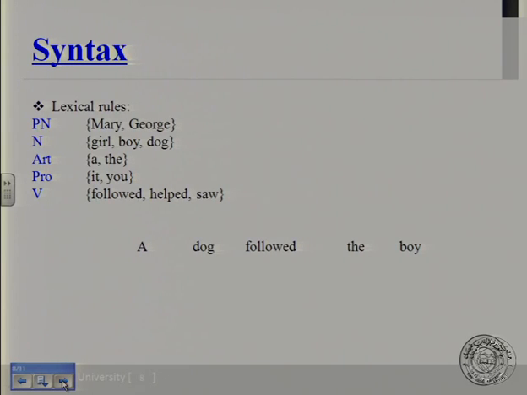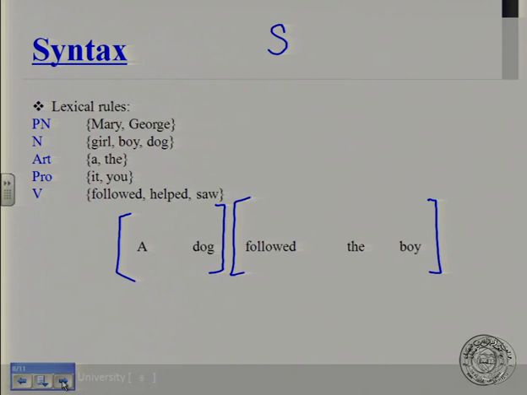Now, let us see this sentence and try to make a tree diagram for it. A dog followed the boy. First of all, we can say that this is a sentence. And this sentence is divided into two parts. We have the first part, a dog, and the second part, followed the boy.